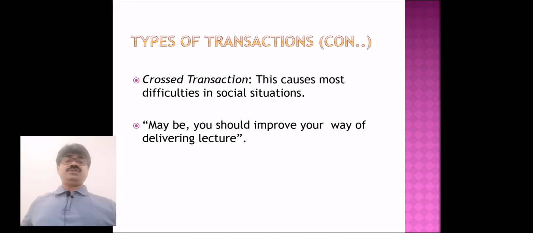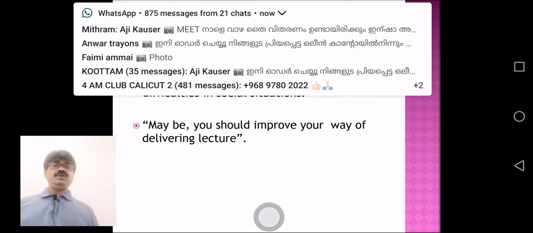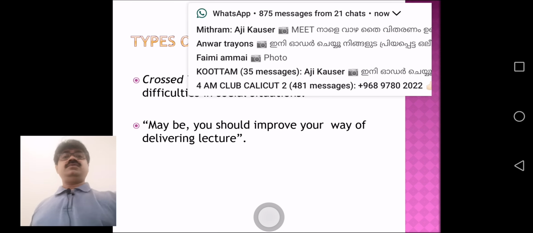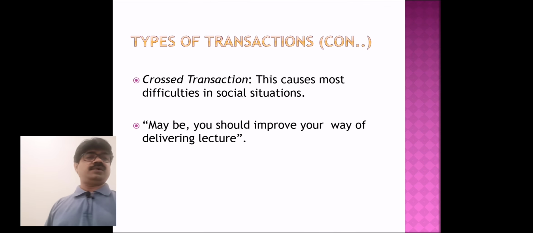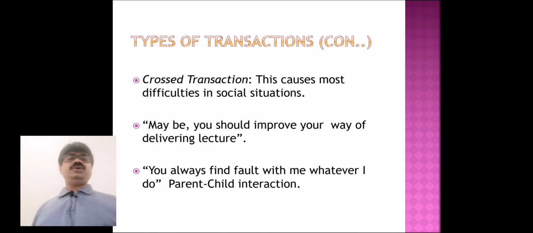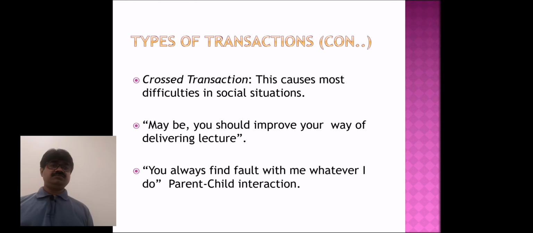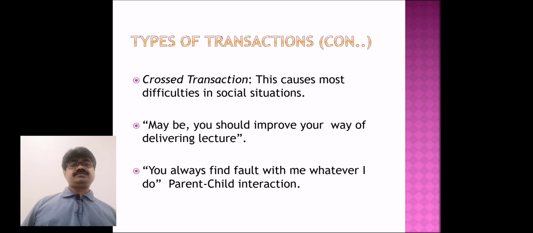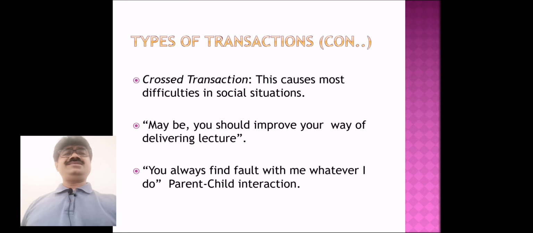You are saying that to your professor, and again, that can create a problem. Your professor wants you to always be in a child ego, but you are behaving like an adult with your professor, which can create a problem. Or: now you always find fault with me, whatever I do. That is a parent-child interaction. So these are some examples.